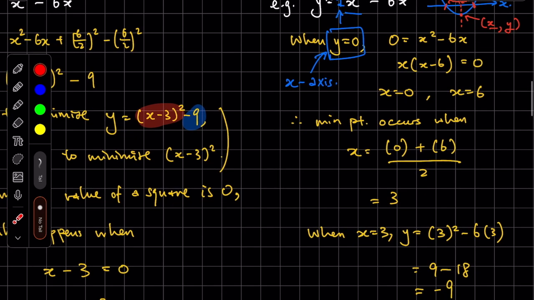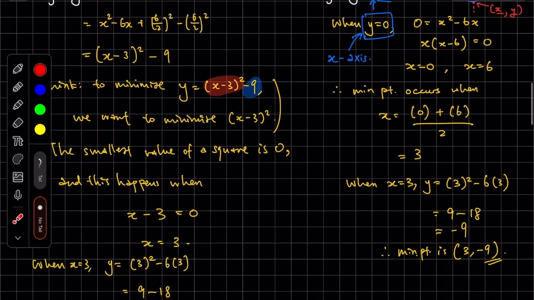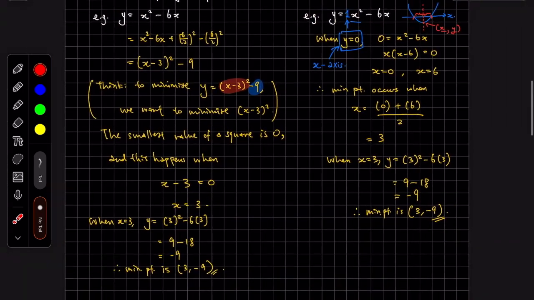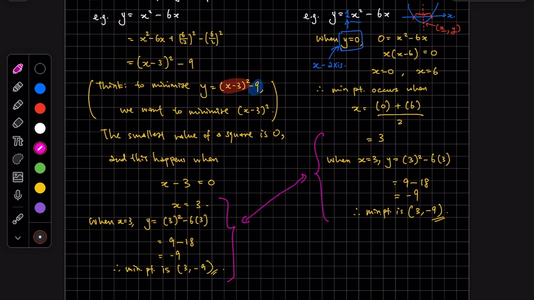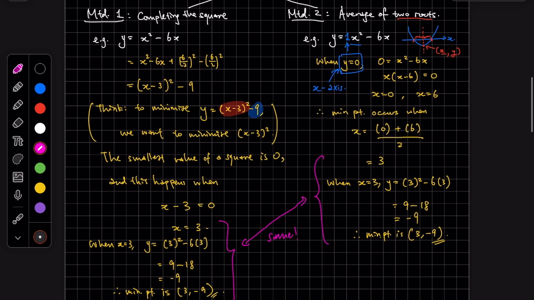Y value is when x equals 3. I sub back in, and I realize that actually, hey, I've done this before, right? I look at this on the other side. You can tell that these last few steps of working are the same. The only reason why the left side is a bit longer is because I wrote down some words. Technically, you can just skip from here.